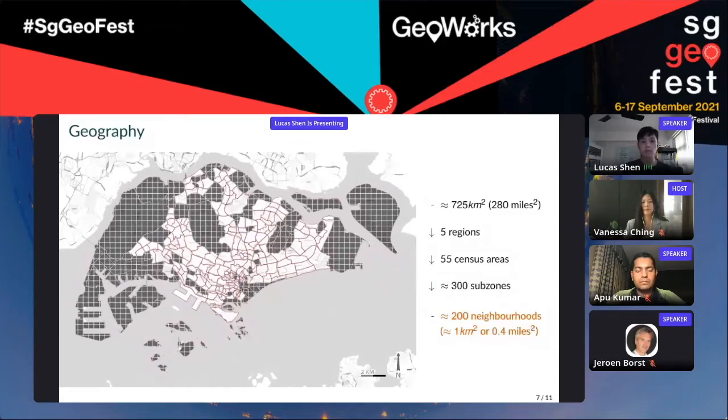So we are working with neighborhoods as our unit of analysis, which are small in scale, in a city that is small to begin with. And so I think this gives a sense of scale.